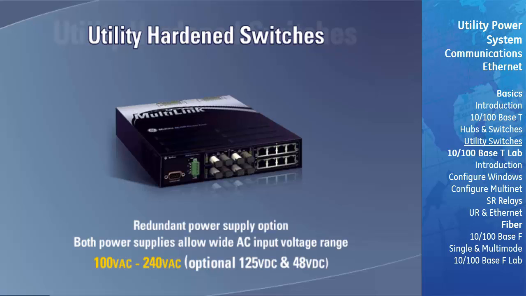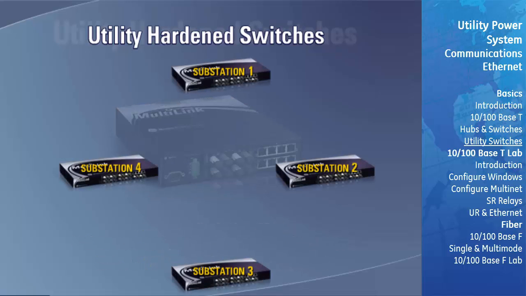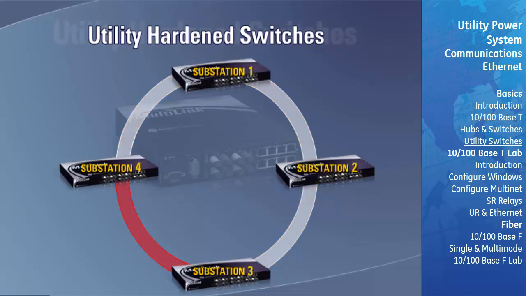Utility-hardened switches will also support a fiber optic ring topology, providing a redundant communication path between switches. When operating in a ring, the switches must have a very fast recovery time to reroute messages in the case of a ring break. This time will typically be well below 10 milliseconds per switch within the ring.